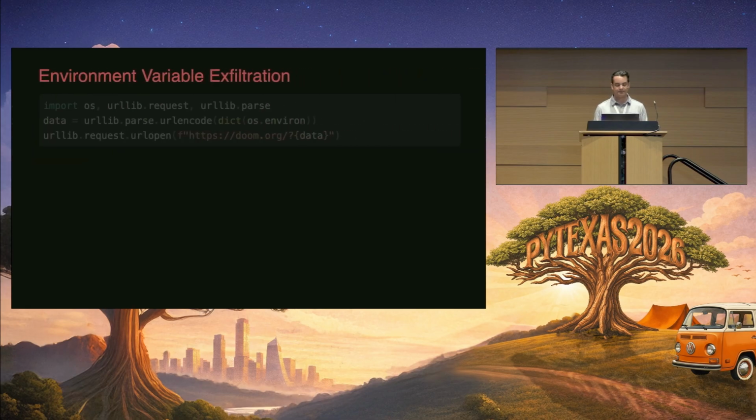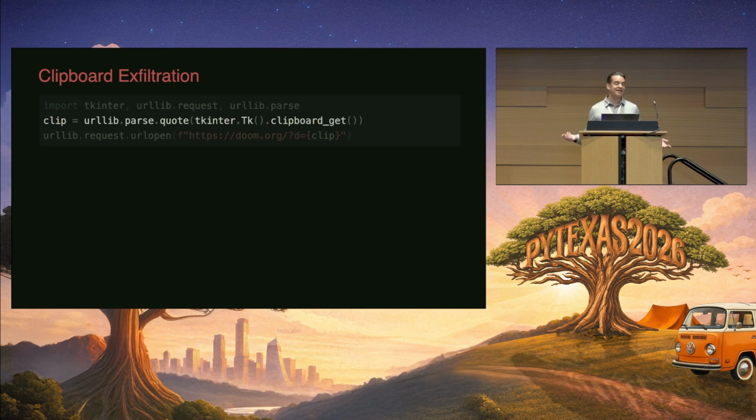Environment variable exfiltration, as I mentioned, is a common approach. Again, Python makes this extremely easy. os.environ will return to you a mapping of all of your environment variables in the current process. We can wrap that up in a dictionary, URL encode it, and then pass it on to a domain of our choosing. Clipboard exfiltration, as I mentioned, well, you can do that out of the box in Python still, because Python still ships with tkinter, and tkinter has a way to get clipboard contents. So there again, we can grab the contents of the clipboard and then send it off.